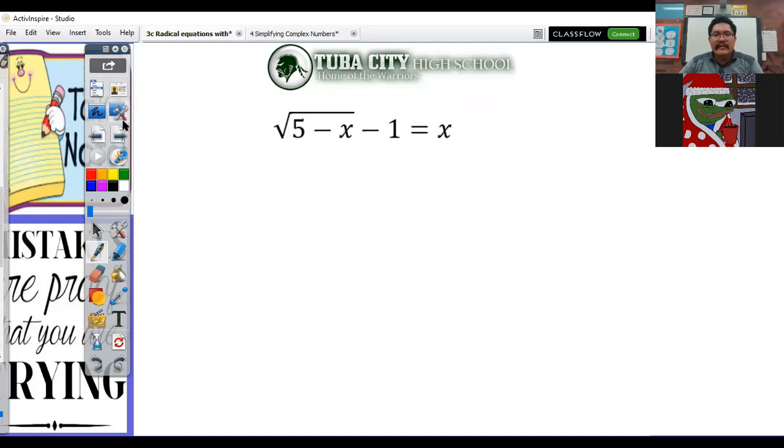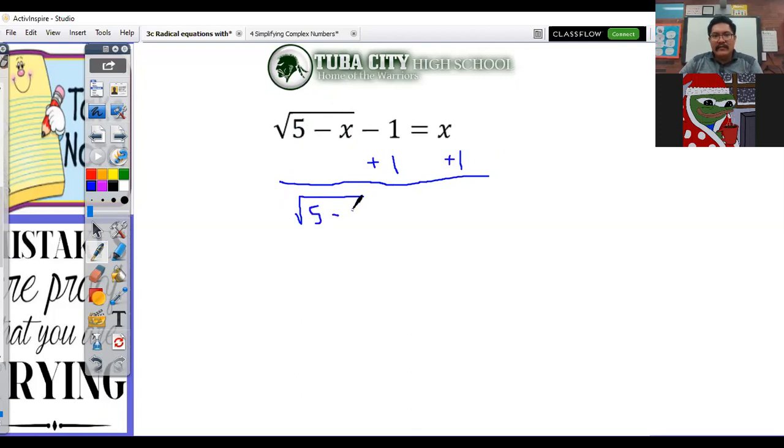Okay, anyway, let's go ahead and get started with this one here. Quick review, I guess. First thing we want to do is isolate this radical as far as we can. So I'm going to go ahead and add 1 to both sides, and that should get our radical isolated.